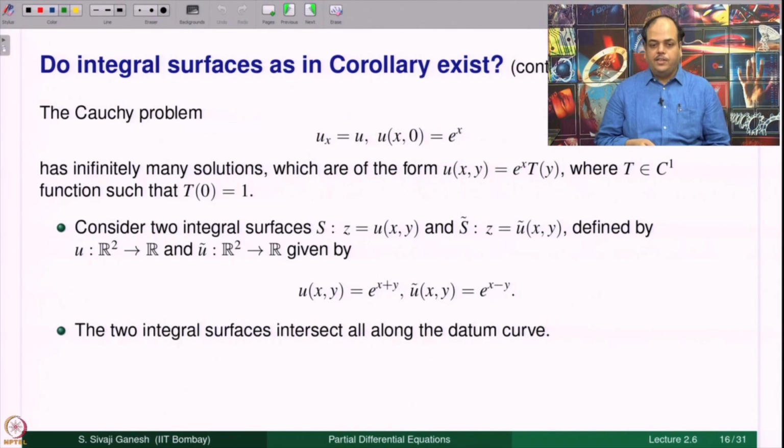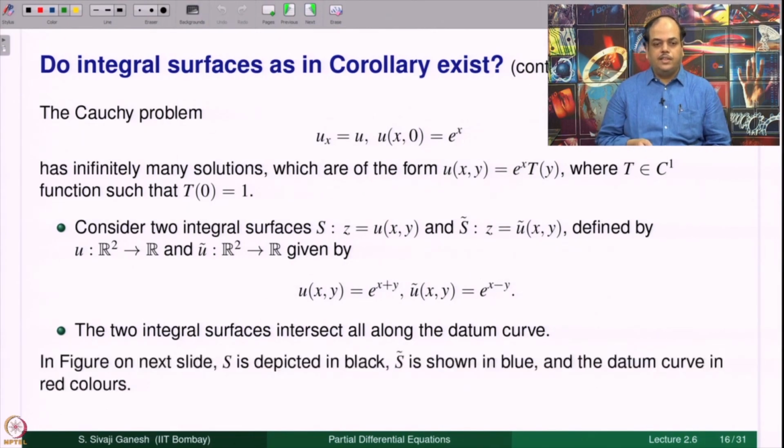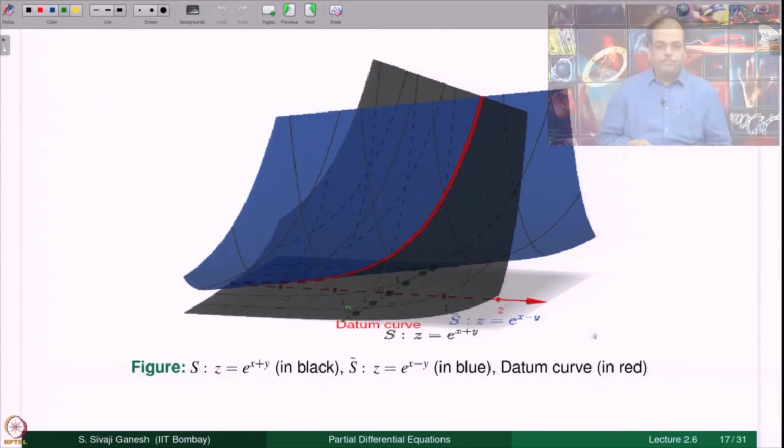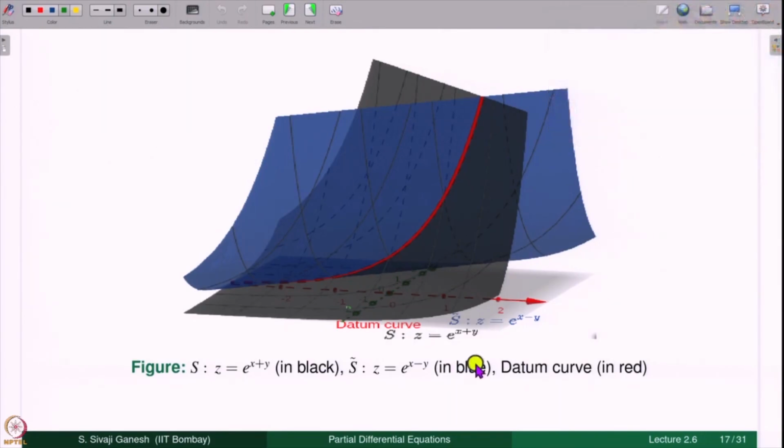The two integral surfaces intersect all along the datum curve, that is (s, 0, e^s), that is the intersection. In the figure on the next slide, the surface S corresponding to u equal to e^(x+y) is depicted in black, the one for S tilde is depicted in blue, and the datum curve is in red color here. So, a 3D picture. The intersection is shown here, that is the datum curve. Blue is one integral surface, the other one is another integral surface.